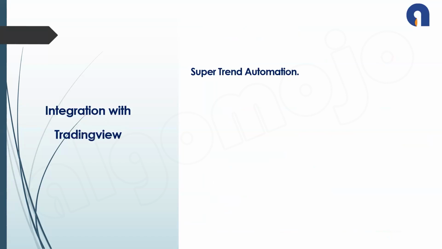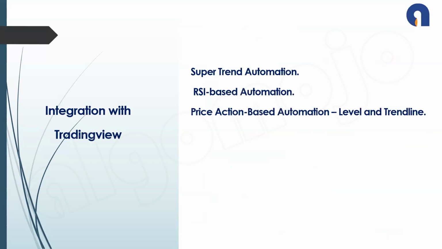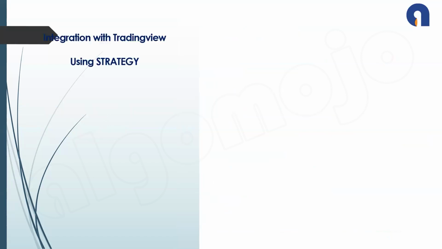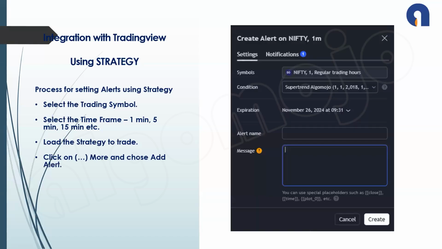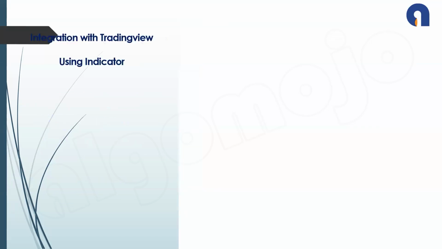This is what we saw. We saw how to do super trend based and RSI based and price based actions. So when using TradingView, it is important to know the process. First, select the symbol, then select the time frame, load your strategy, click on the more button, and add an alert. And then update the message box, and then update the webhook URL and create it. It is saved. That's it.